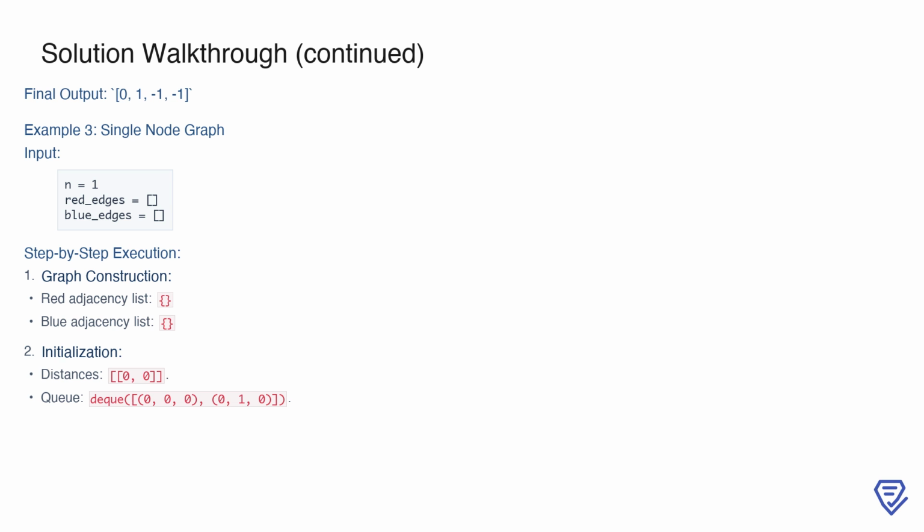As there's only one node, we initialize the distances array with 0 for node 0 for both red and blue edges, indicating that it is the starting point. The BFS queue is initialized with node 0 using both red and blue edges at a distance of 0.